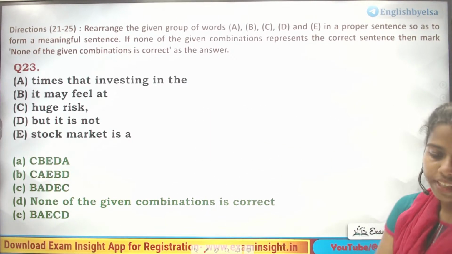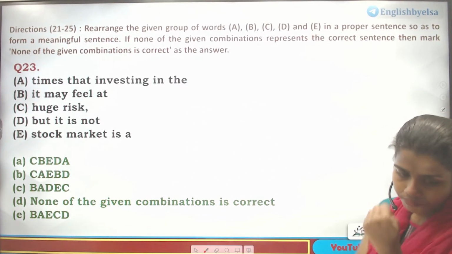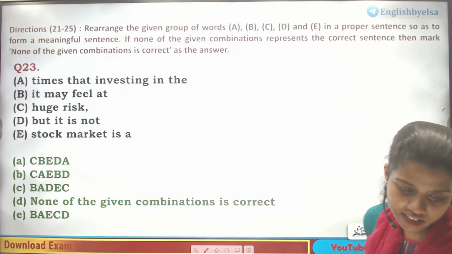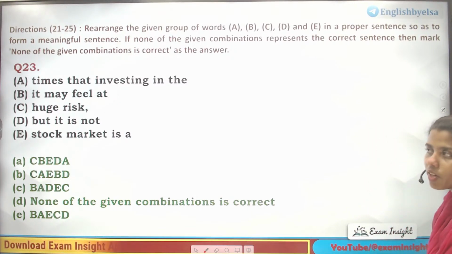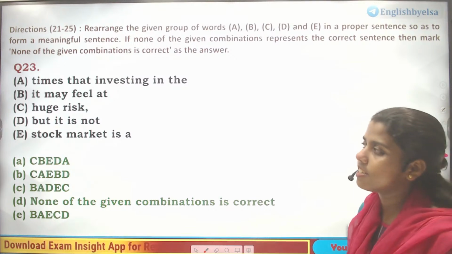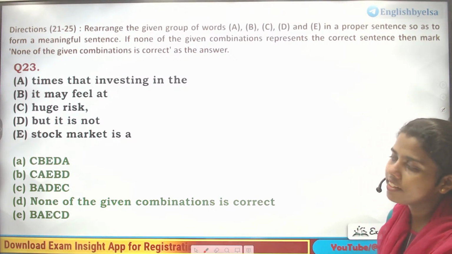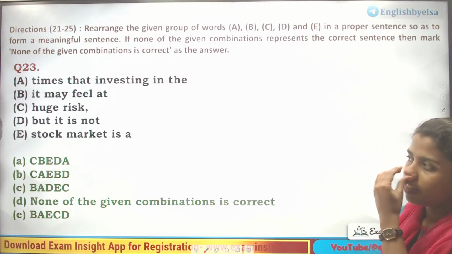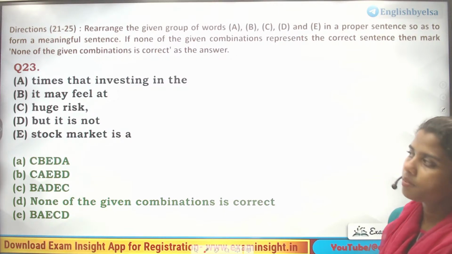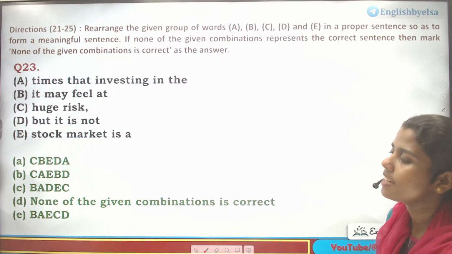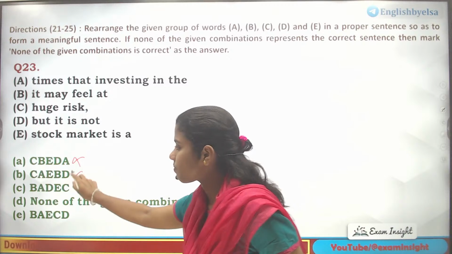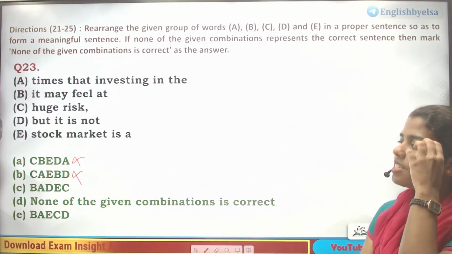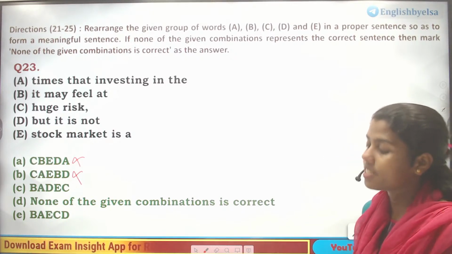Yes, question number 23. Same thing, I'll go with the options C and B. Either of the two will be my first sentence. "It may feel at", yes, B can be my first part of the sentence. And C? "Huge risk." A sentence cannot start as such. So B will be the first part of the sentence.